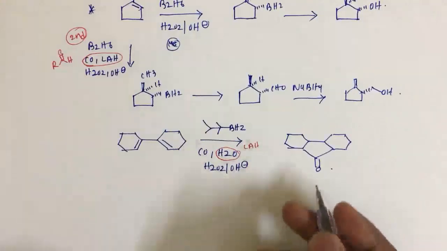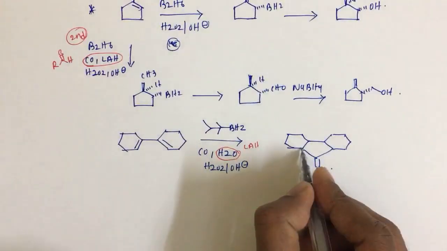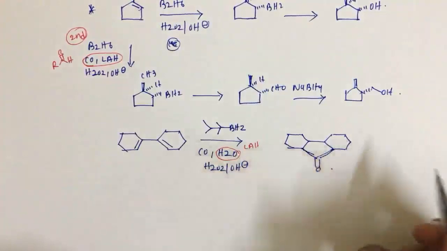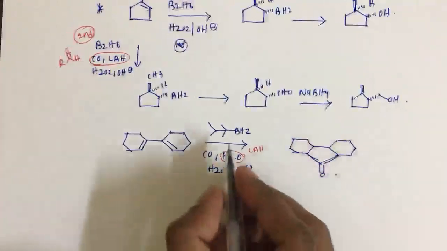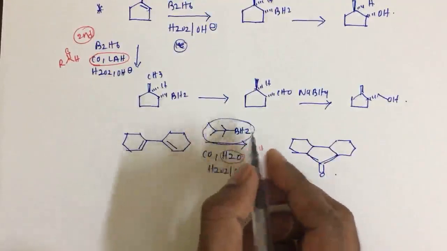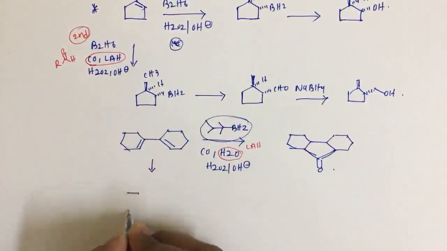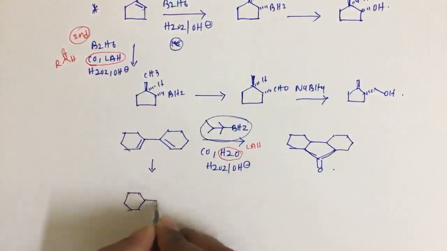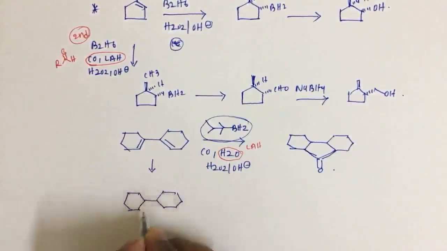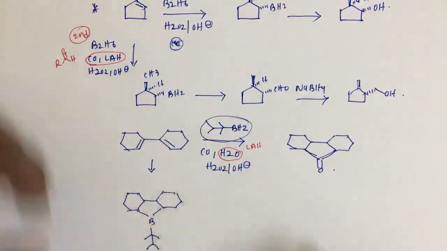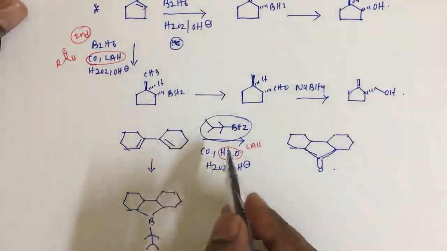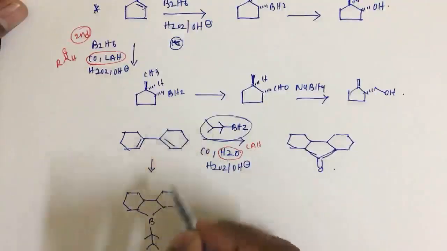Why is this ketone connected to both the rings? Because if you see the reagent we have taken here, after the hydroboration step it looks like this. It attaches to both the rings, because two double bonds are there and only one reagent is there, so it attacks both.